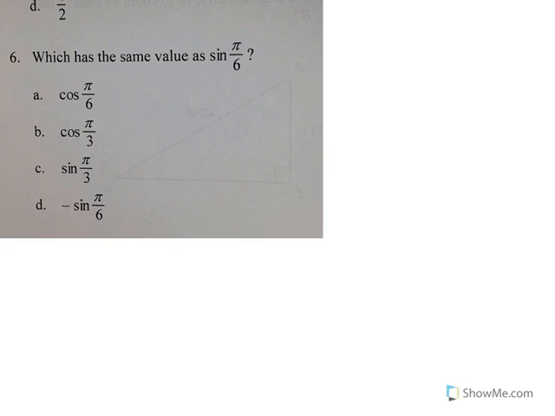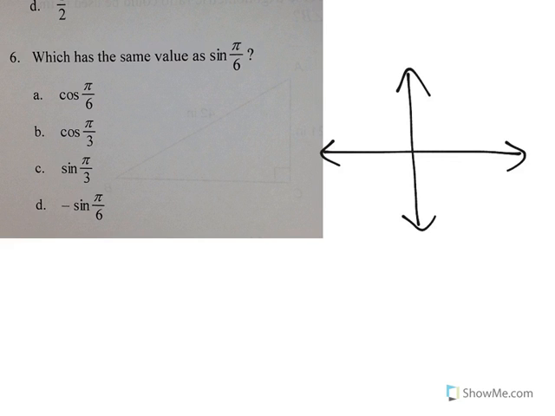Number 6 in the multiple choice says which has the same value as sine of pi over 6. So first of all, let's go ahead and chart out what this triangle looks like for pi over 6. If we want to convert pi over 6 back into degrees, that would be multiplying by 180 over pi, which gives us a 30-degree angle.